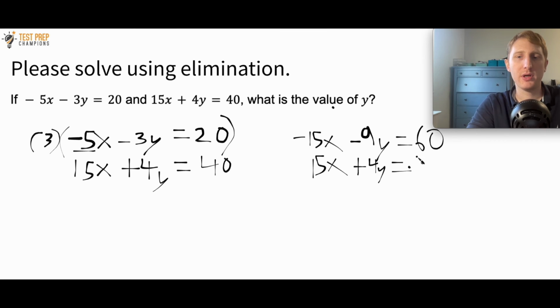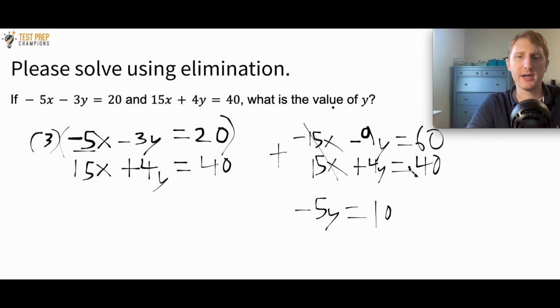Okay, so now what I want to do is add the equations together. And when I do that, negative 15x plus 15x cancels out. Negative 9y plus 4y gives me negative 5y. And 60 plus 40 is 100.